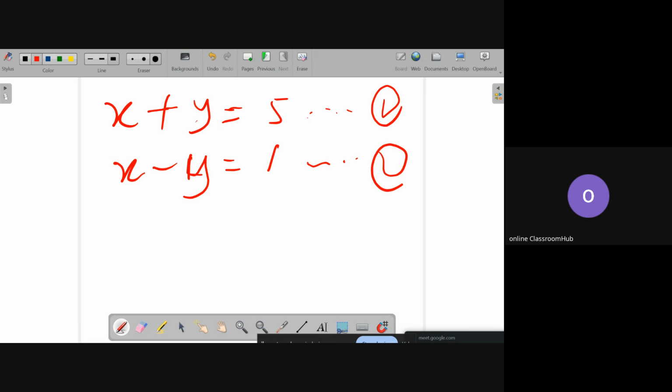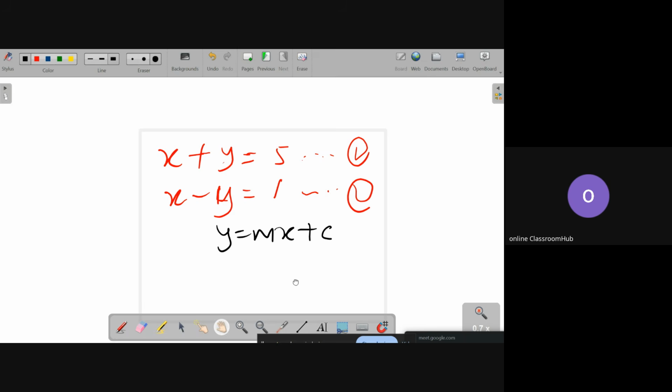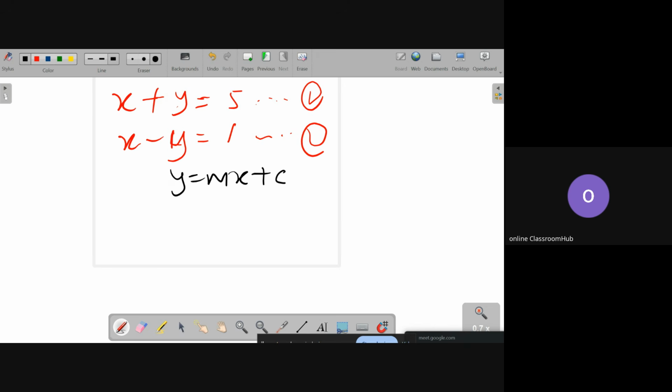We are going to change the equations to slope-intercept form. And you know slope-intercept form is in the form y is equal to mx plus c. So equation 1, we are making y the subject, and that will be y is equal to negative x plus 5.